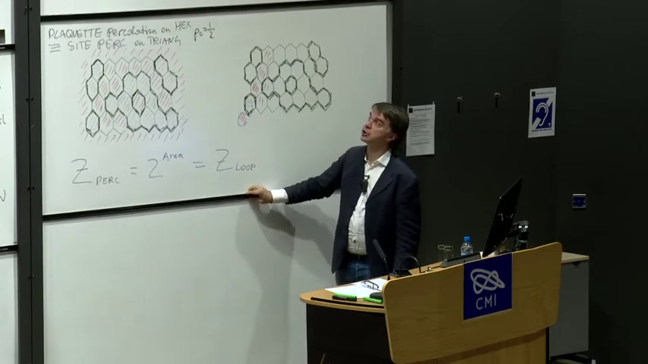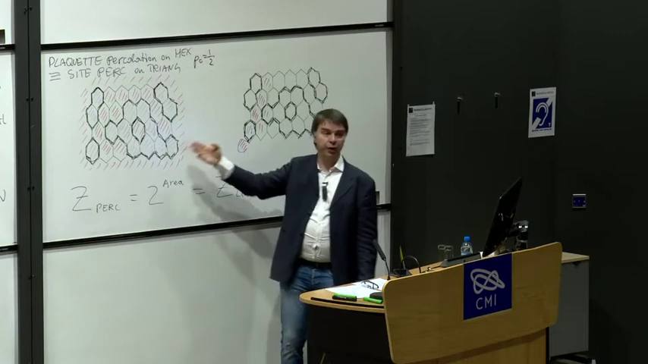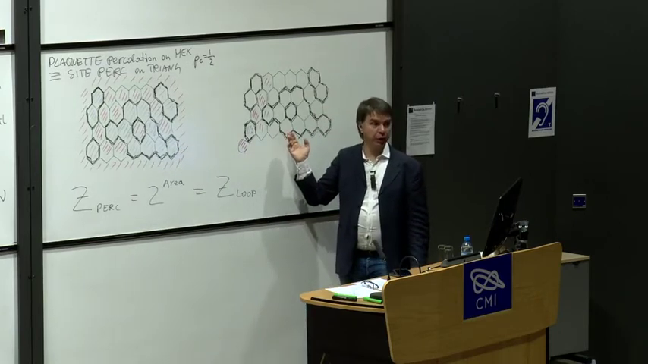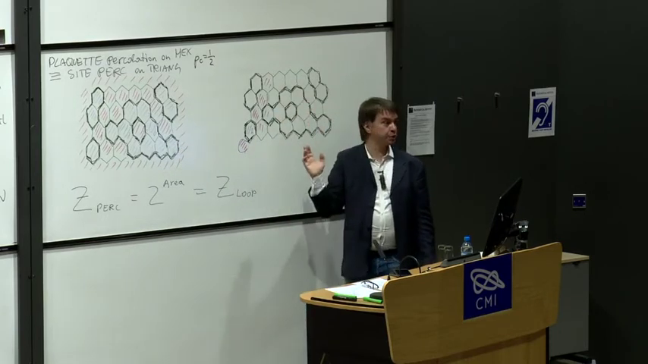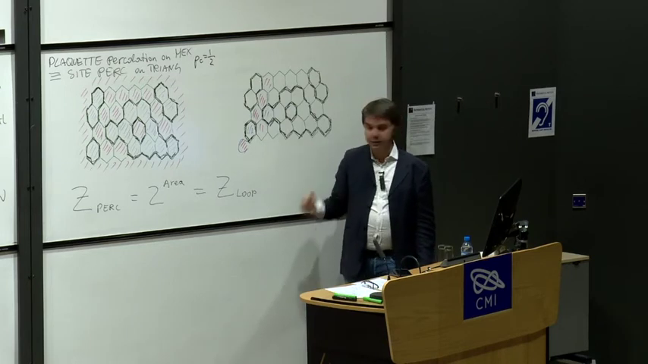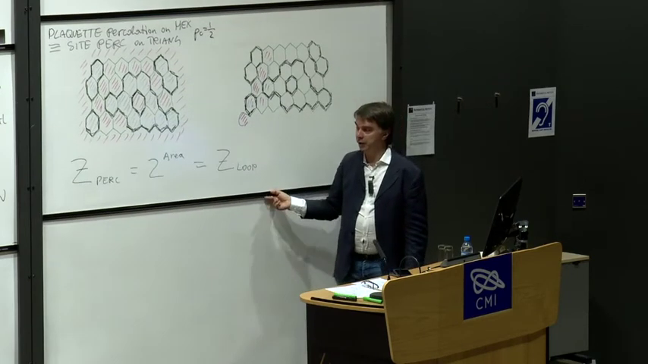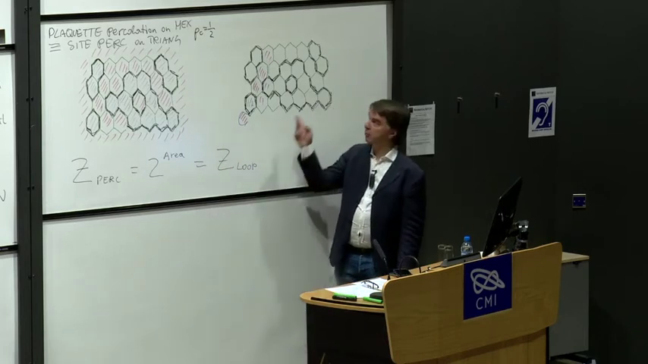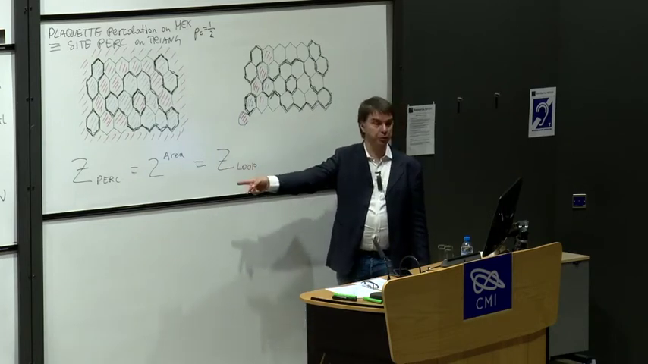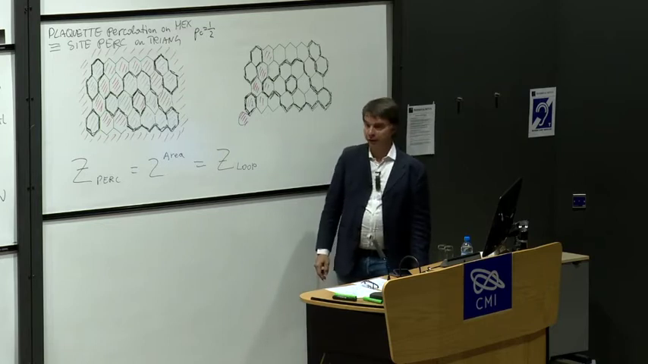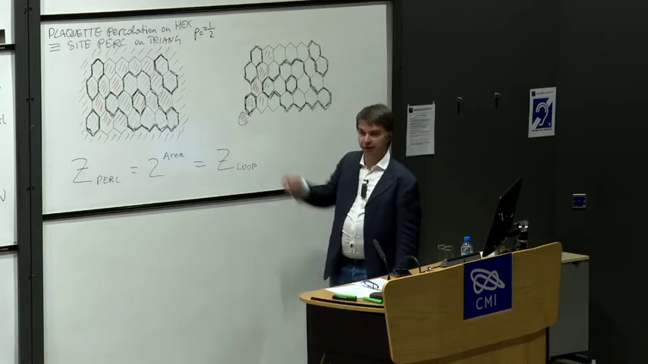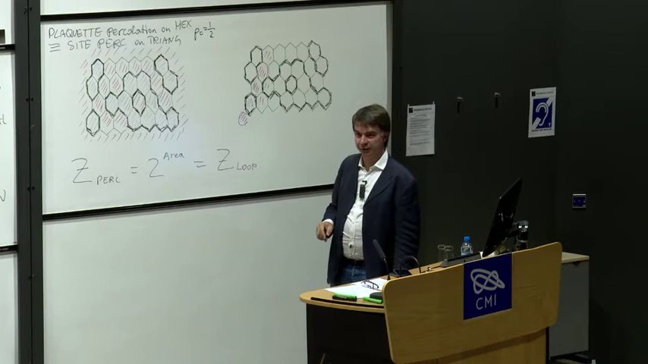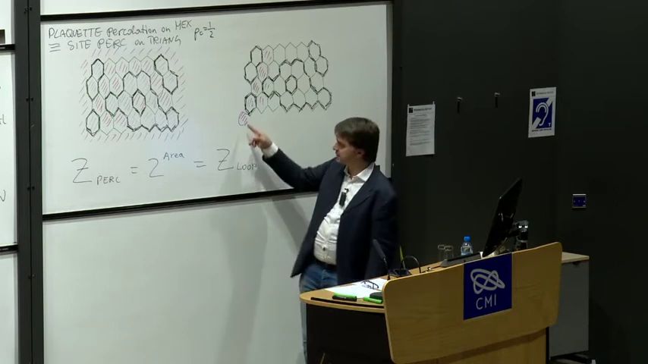So there is a percolation model on the left, and on the right is a loop model, where the weight of every loop configuration is 1. And what we just did, we proved the theorem that the partition function of the two models coincide. So the number of loop configurations is exactly 2 to the power area. I fixed here the cover of one thing.